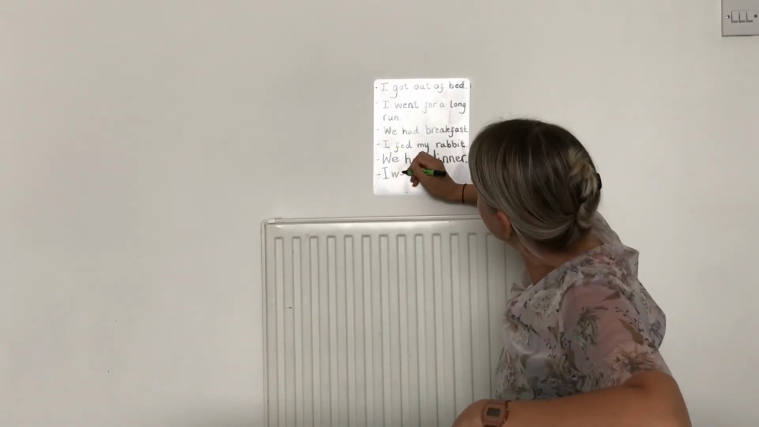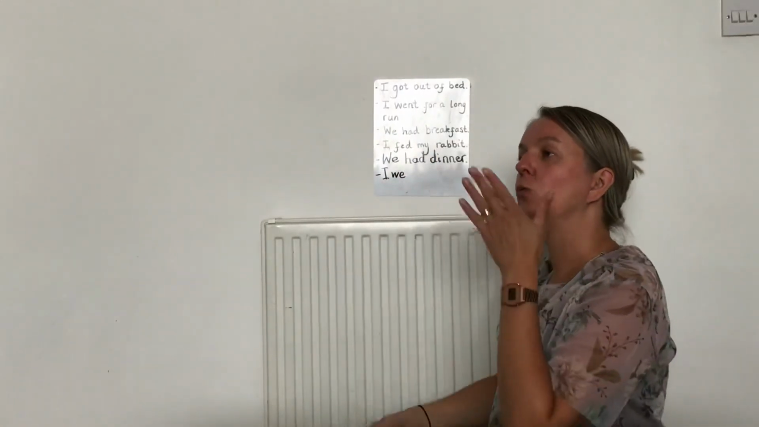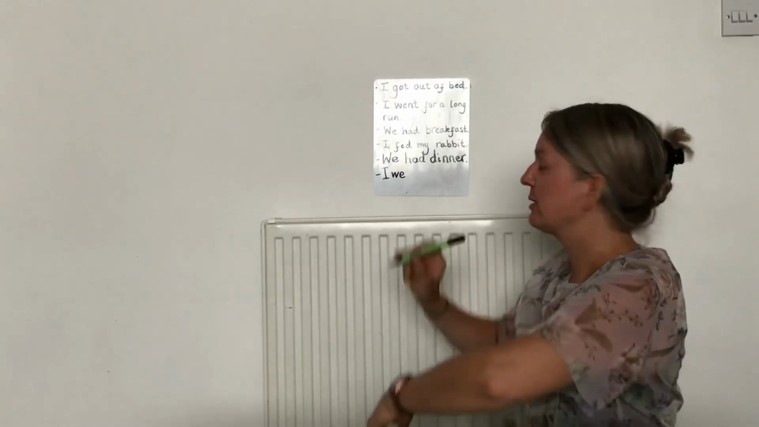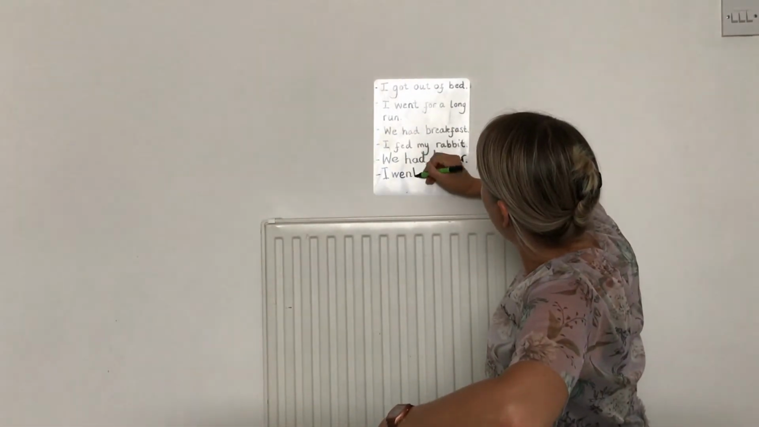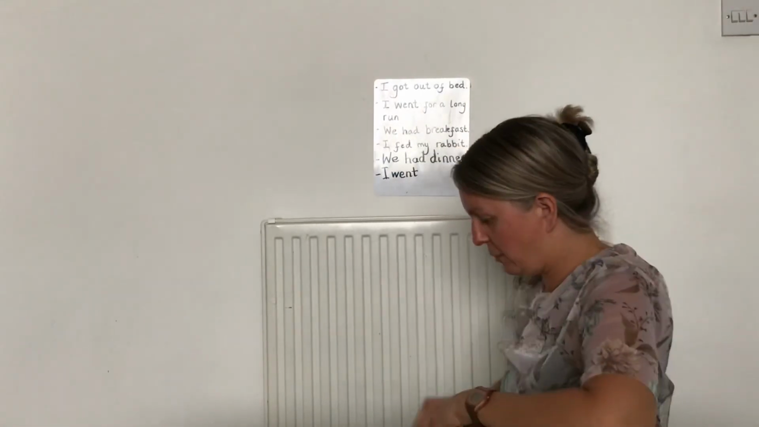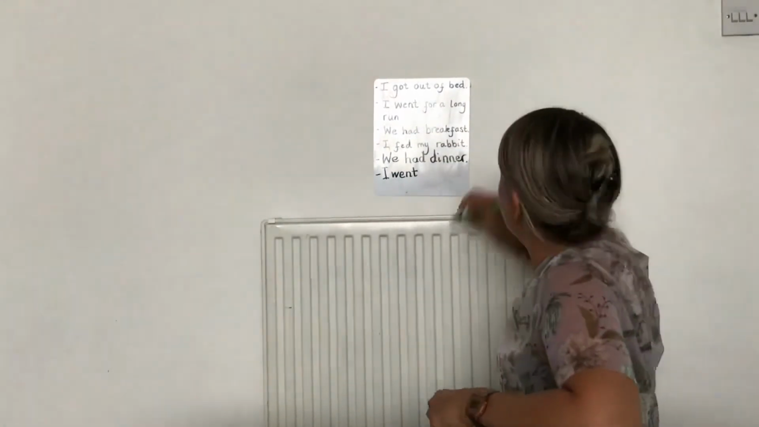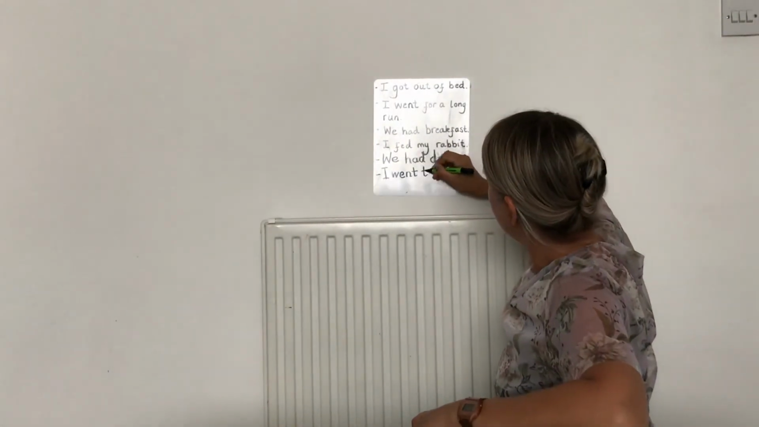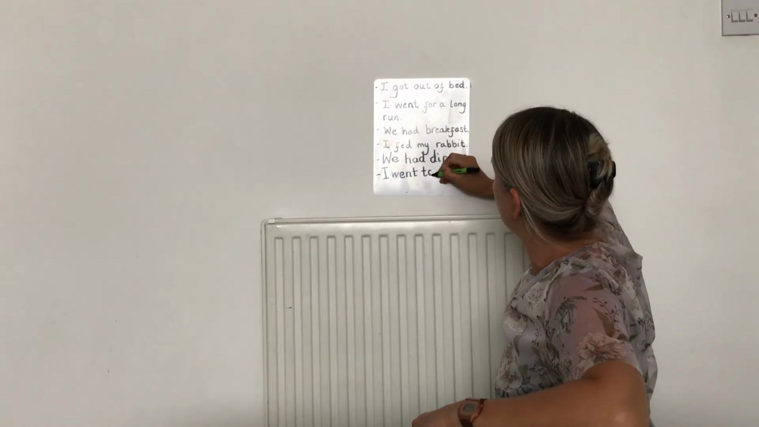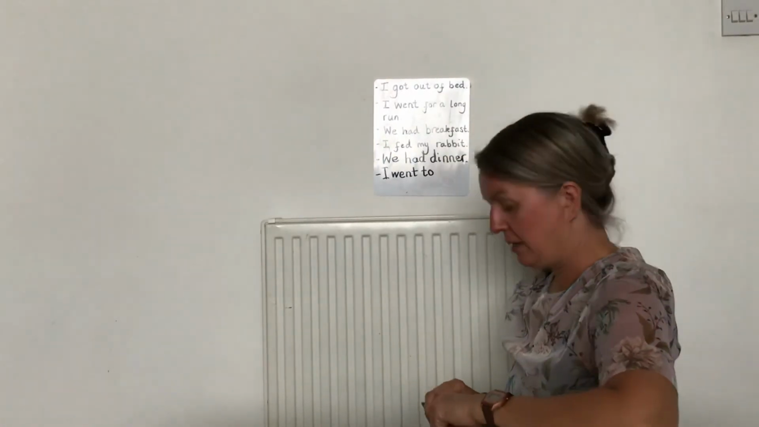Ooh. Eh. Now we've got our phase four blend at the end. Let's segment it. Ooh, eh, nt. I can hear two consonants, an n and a t. I went. Two. Two is one of our tricky words. It's got two letters and it's not the number two. It's where you're going to do something or going to somewhere and it's a T and an O.